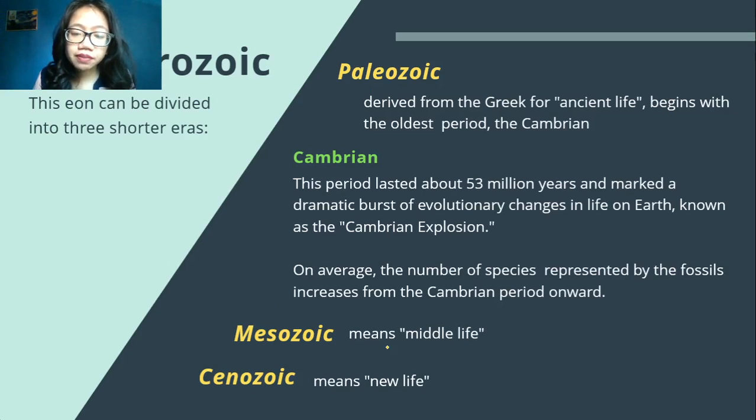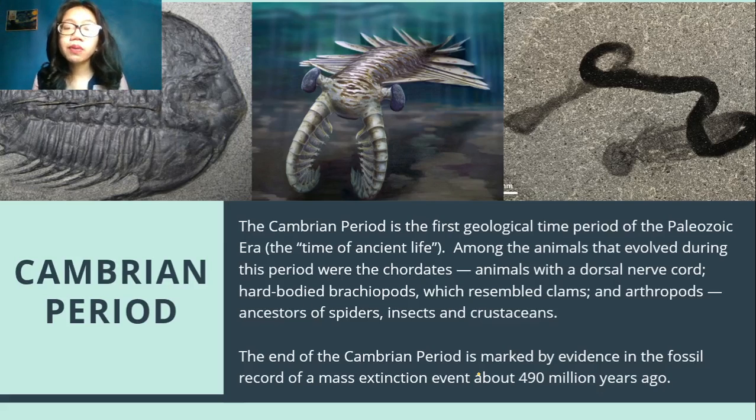Okay, so the Mesozoic means middle life and the Cenozoic means new life, but we'll cover this in a separate video. Okay, so going back, the Cambrian period is the first geologic time period of the Paleozoic era. Among the animals that evolved during this period were the chordates, animals with a dorsal nerve cord, hard-bodied brachiopods, which resembled clams, and arthropods, ancestors of spiders, insects, and crustaceans. So the end of the Cambrian, spoiler alert, is marked by evidence in the fossil record of a mass extinction event about 490 million years ago.